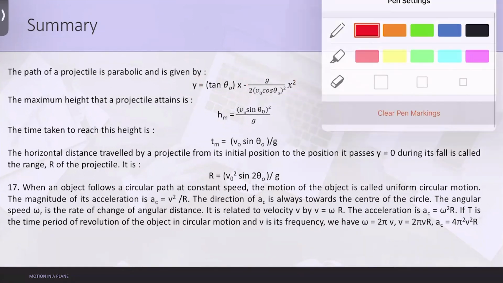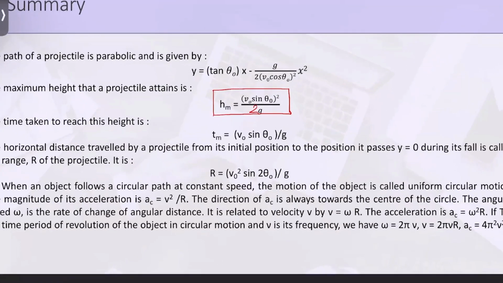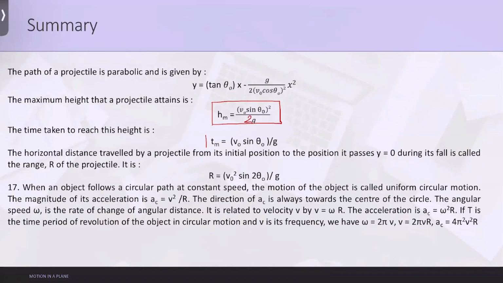Okay, so that being said, we understood the path of the projectile and we understood the maximum height, that is equal to v naught square by g. Correct? Next thing, this will be 2g. Okay, the next thing was the time taken to reach this height, which was equal to v naught sin theta naught by g. The horizontal distance traveled by the projectile from its initial position to the final position where y is equal to 0 during its fall is called range. And what was this value of range? This value of range was nothing but equal to v naught square sin 2 theta naught by g.